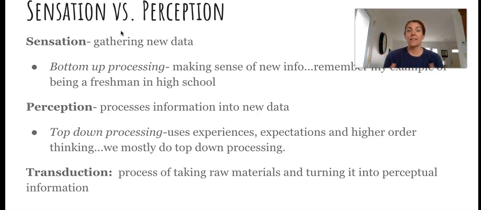Where top-down processing is when you came in senior year, you knew this is your senior hallway. You know where the cafeteria is. You know where all the classrooms are. You know the teachers. So you're using your experiences and expectations and then that higher order thinking to process information. So we mostly live in a world where we're using our top-down processing because we're using our experiences.